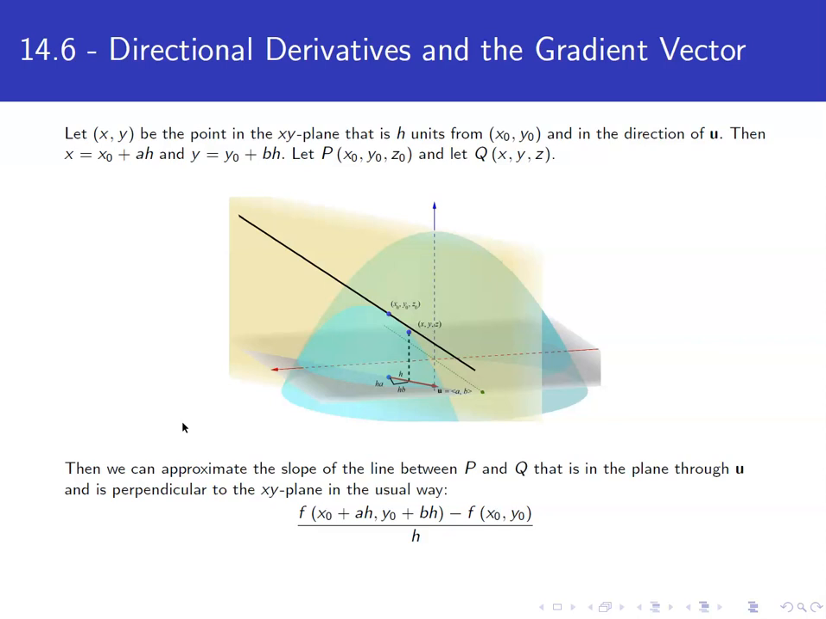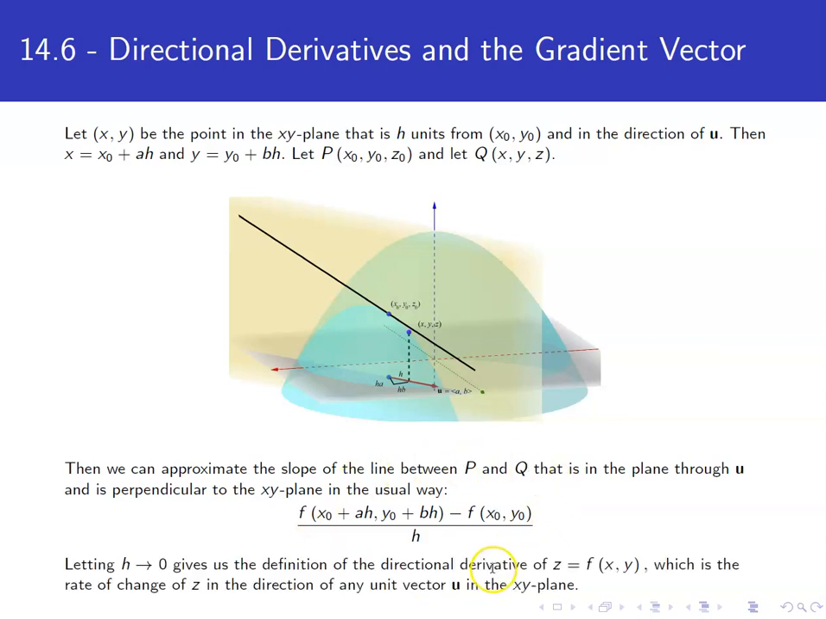Now we can calculate slope in the usual way. Our slope, if you think about it, is rise over run. Well, our quote-unquote rise in this case is the difference in the outputs of the function. So it'd be f of x, y minus f of x naught, y naught. Our x, y here are our values in terms of x naught, a, and h. Our run is that distance that we're going. We're going h units in the u direction, so I would just divide by the run, which is just h. So this is how we would approximate the slope.